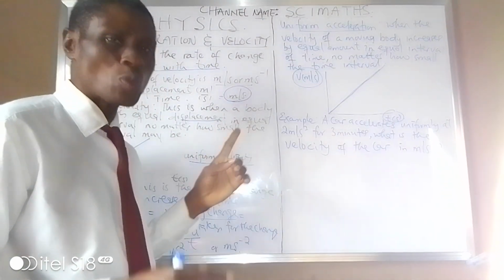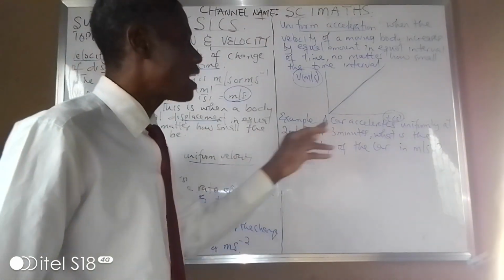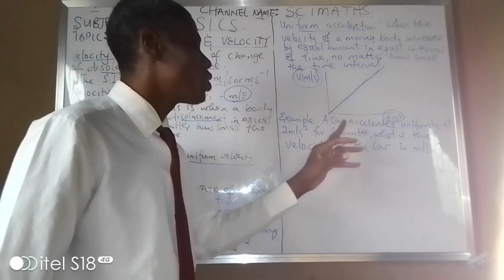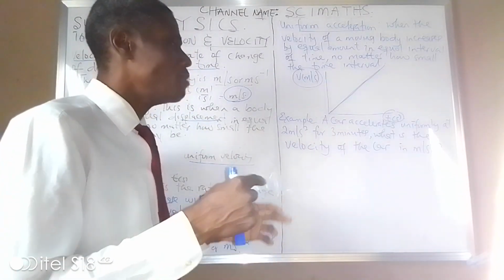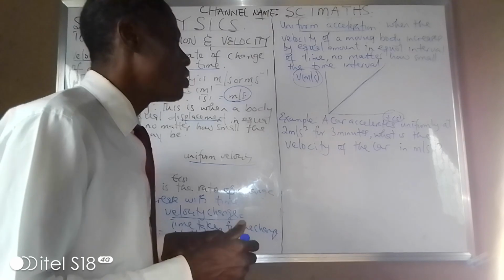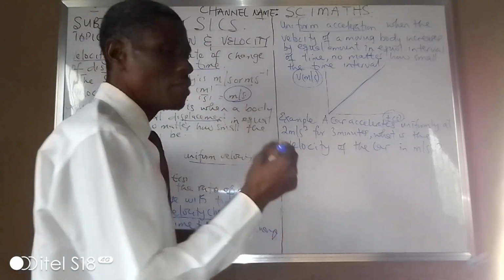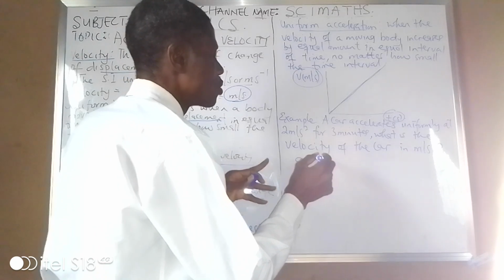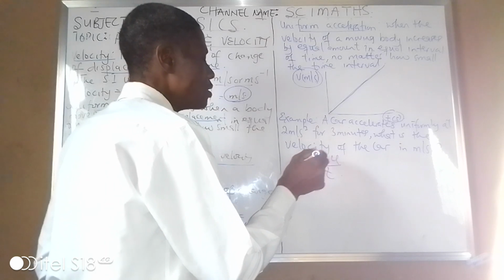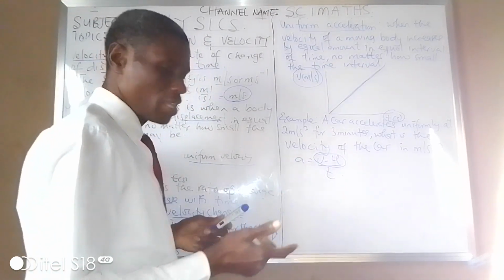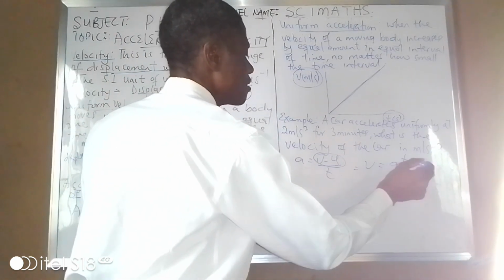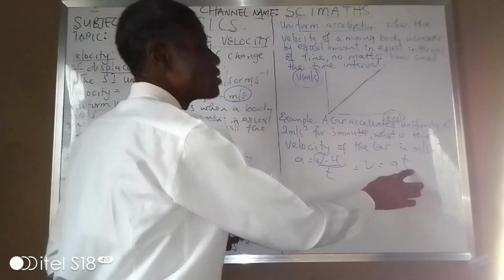Let's solve a question to back it up. Here we have a question. A car accelerates uniformly at 2 meters per second square for 3 minutes. What is the velocity of the car in meter per second? So what do they give us? We are looking for velocity. Remember, acceleration is change in velocity over time. So velocity will be a times t, that is acceleration times time.